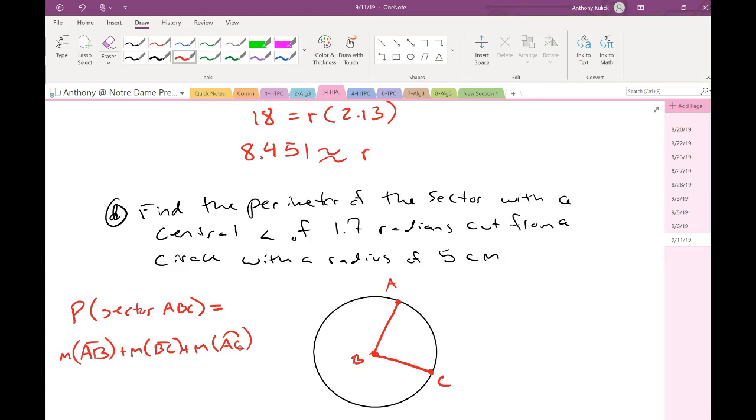Okay. Two of the three of those are really easy to calculate. Which two are easy to calculate? AB and BC. What are the lengths of AB and BC? 5. Because they're both radii of the circle. Everybody okay with that? How am I going to find the length of AC? 1.7.